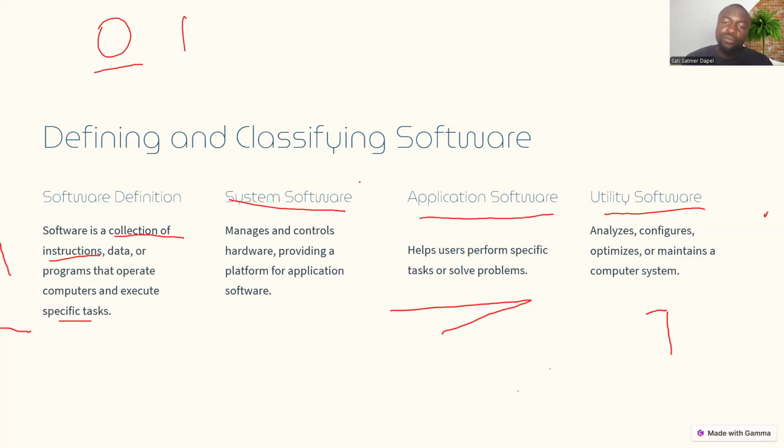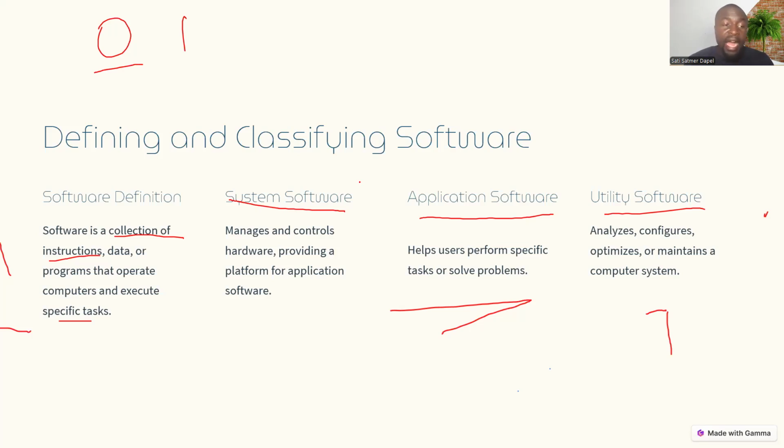Now, the other type of software is called the application software. Application software helps users to perform specific tasks or solve problems. In fact, the application software is designed to solve a single problem, while the system software is designed to create an interface between the end user and the hardware. Okay. Now, the utility software analyzes, configures, optimizes and or maintains the computer system. In most cases, we call them drivers.